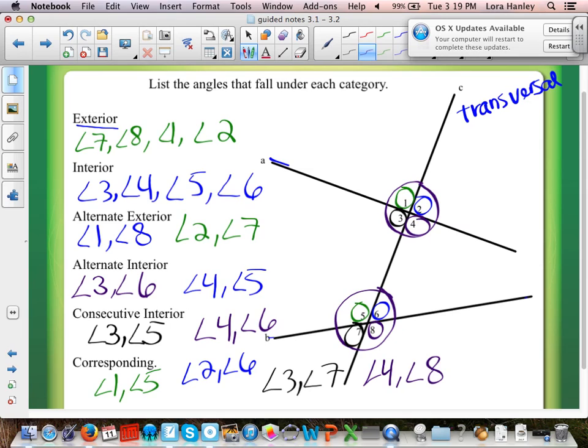So that's what your homework was on, was identifying all those special angle pairs. I hope if there was any confusion that we cleared that up.